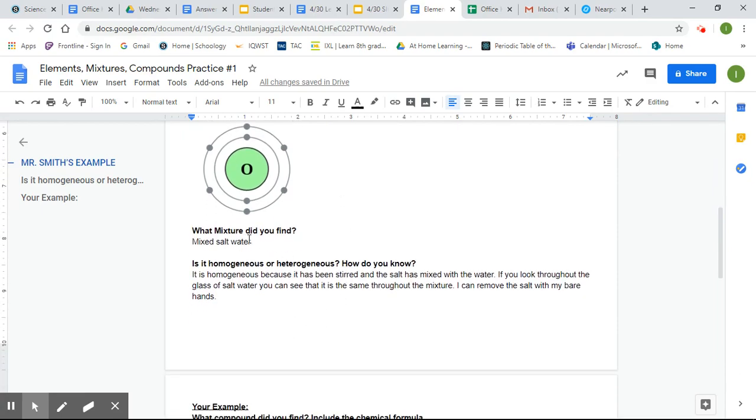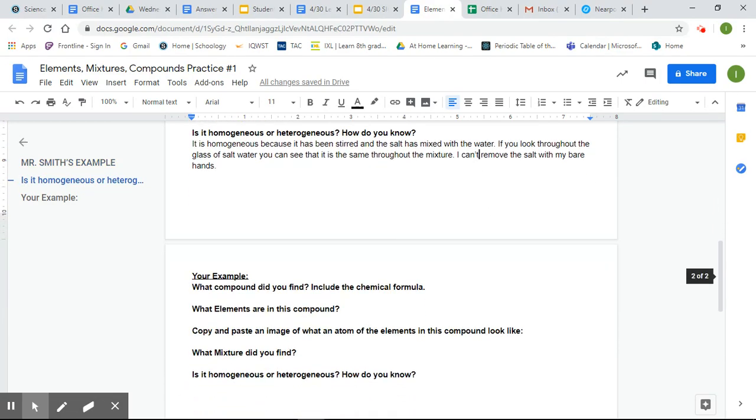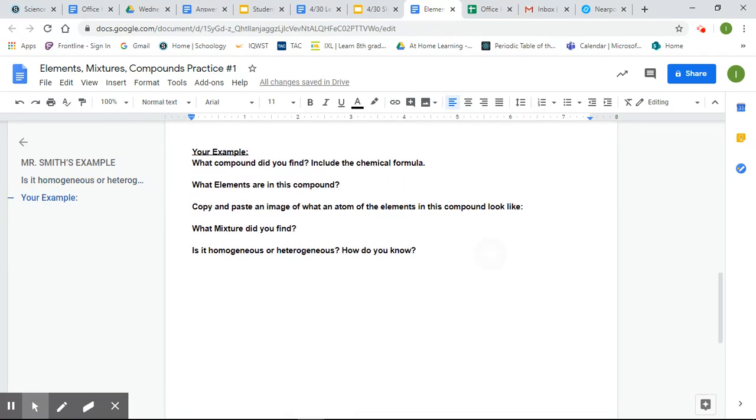What mixture did I find? I used the example of mixed salt water. Is it homogeneous or heterogeneous? How do I know? I said it is homogeneous because it's been stirred and the salt has mixed with the water. If you look throughout the glass of salt water, you can see that it's the same throughout the mixture. I can't remove the salt. Little typo there. Now I know that it's a homogeneous mixture. Once you go through that, you cannot use my example for your example.